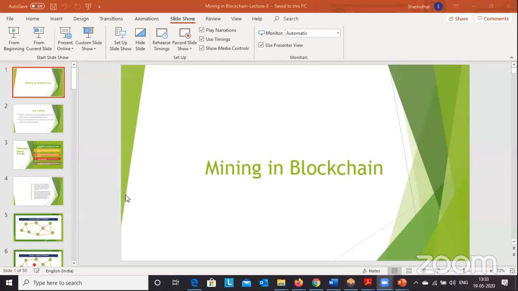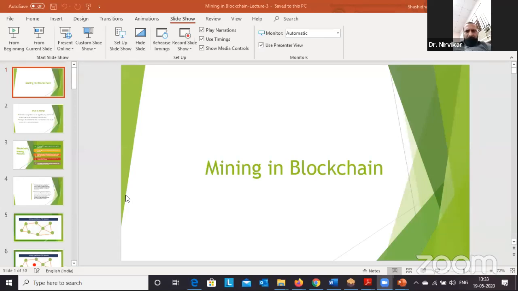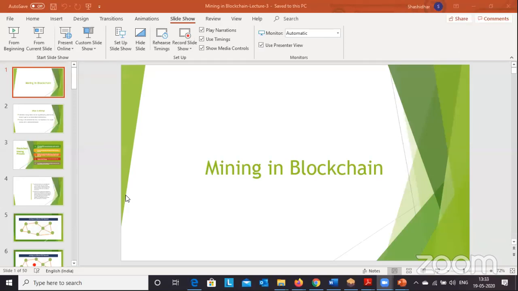Sir, it's Mayuri from Pune. I'm studying blockchain for my research. You just explained the difference between confirmed and unconfirmed transactions. In your session, you told that unconfirmed transactions are stored in the pool of transactions. Where is that pool of transactions stored in the blockchain? Is it on a local machine, or where is it stored?